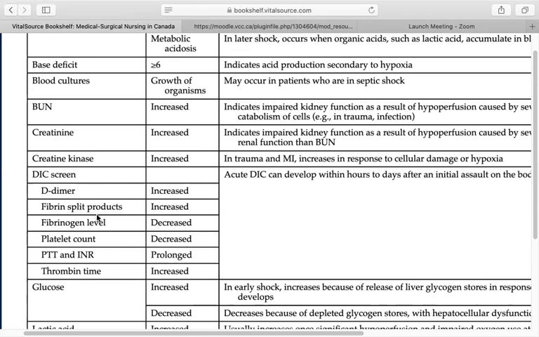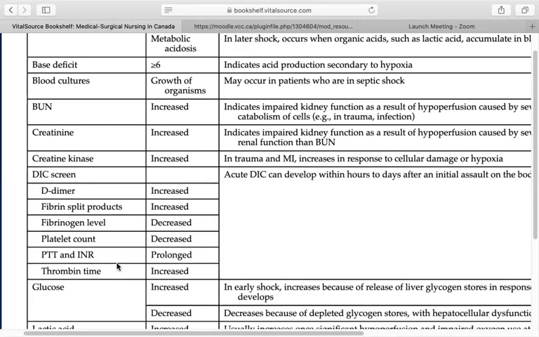So don't worry about fibrin split products, although looking at it, of course, it makes sense because fibrinogen and all that is part of clotting. So it kind of makes sense, but I don't really care if you know that one or not. Same with fibrinogen level. Fibrinogen is being used up. So again, I'm not really worried about that one. Platelet count definitely would be decreased. That should be obvious to you. And PTT and INR are prolonged or elevated in time. That should be clear. Same with thrombin time, should be clear. So PT.